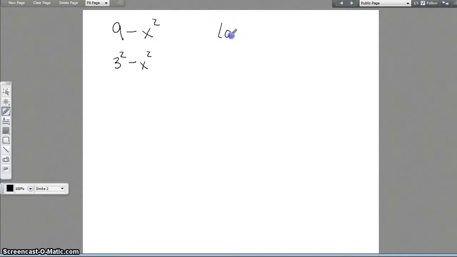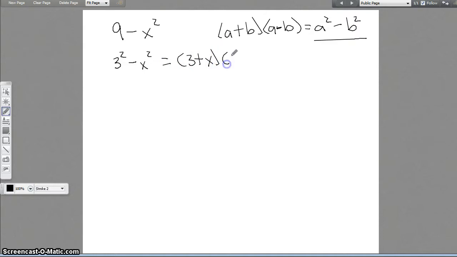Well, if you remember, we had a lesson where we learned that a plus b times a minus b equals a squared minus b squared. So to get the difference of two squares, we multiply the sum of the terms by the difference of the terms. So 3 squared minus x squared is going to be 3 plus x times 3 minus x. So all we do is we take the first number that's squared and add it to the second number that's squared. And then we multiply that by the first number that's squared minus the second number that's squared.